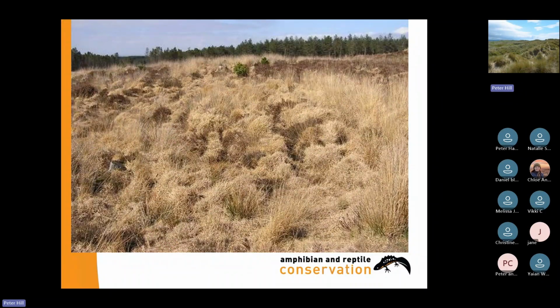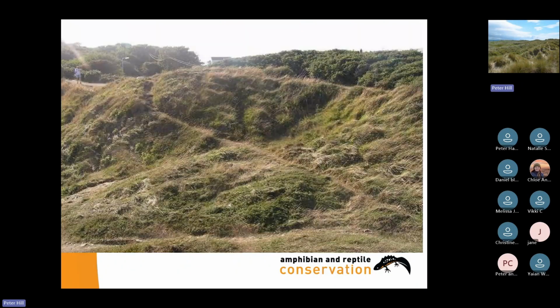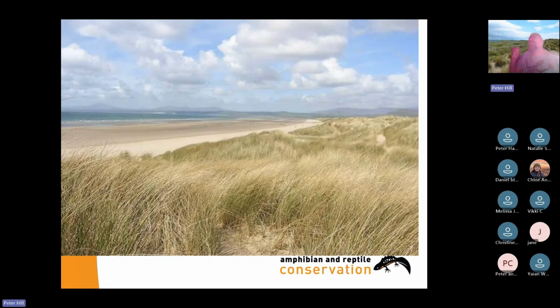Structural diversity. That's what reptiles need, particularly lizards. So here we've got tussocky Molinia. Here we've got vegetated coastal cliff paths. It's not important what the floristic, the species of the flora is. It's the actual physical structure that's important.